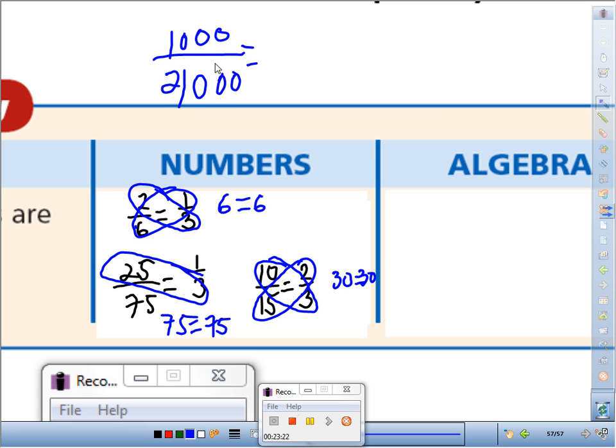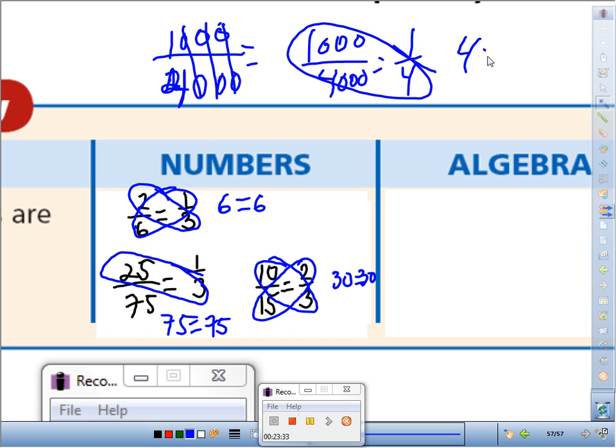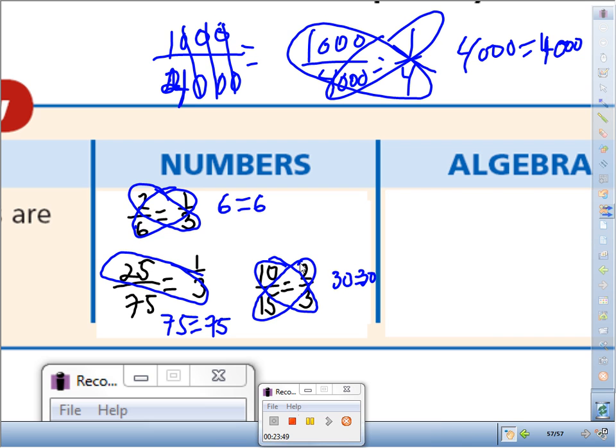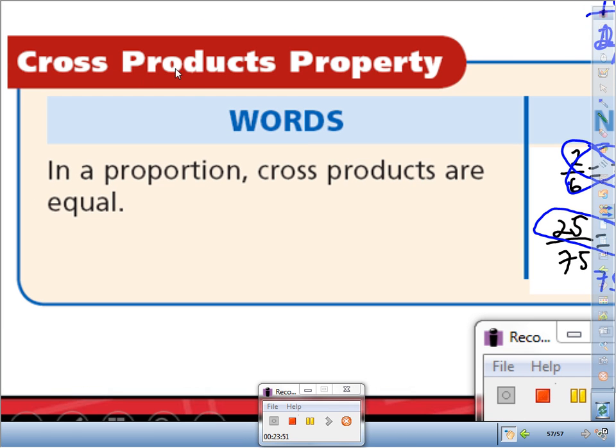All right. So let's see. If we reduce that, let's get rid of some zeros. So it's 1,000 over 4,000. That equals 1/4. Let's see. 4,000 equals 4,000. Anyways, we can continue like that. So therefore, they said, it does work for all of them. Therefore, let's make it into a property. That's why this property is called the cross product property. Does that make sense? Yeah.